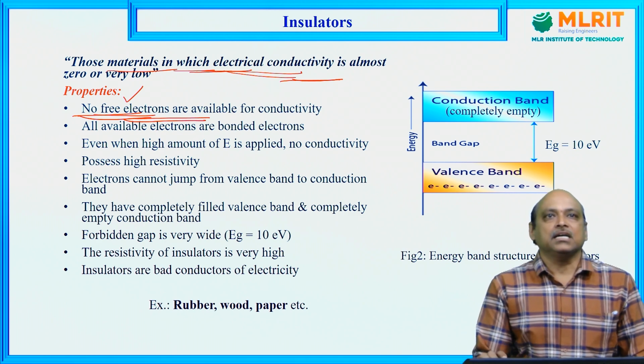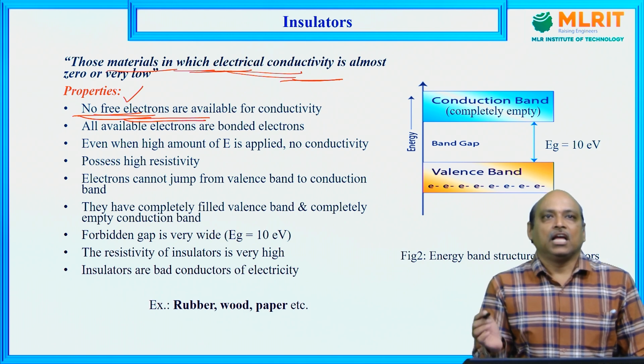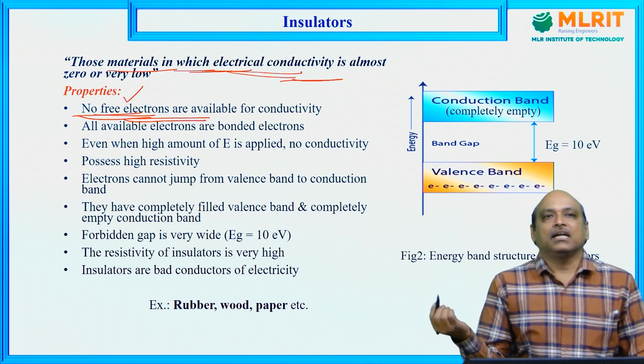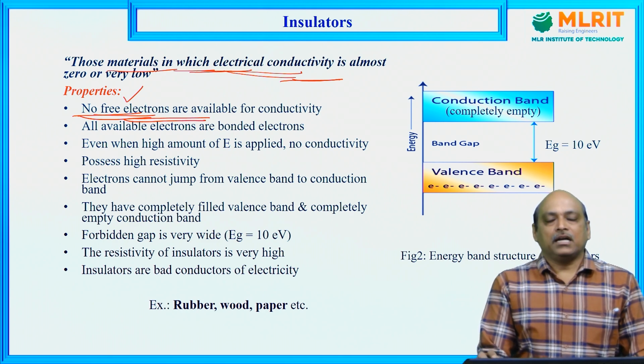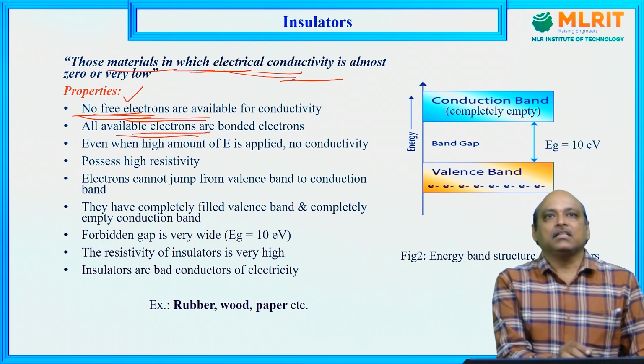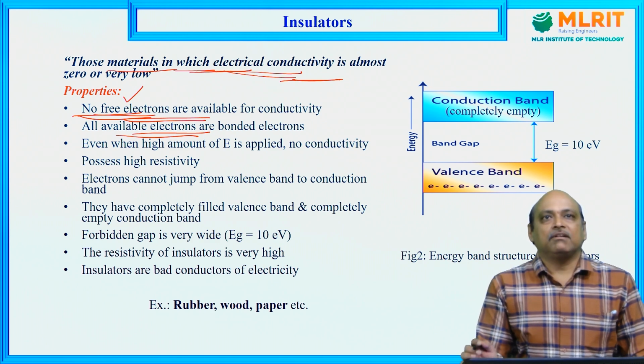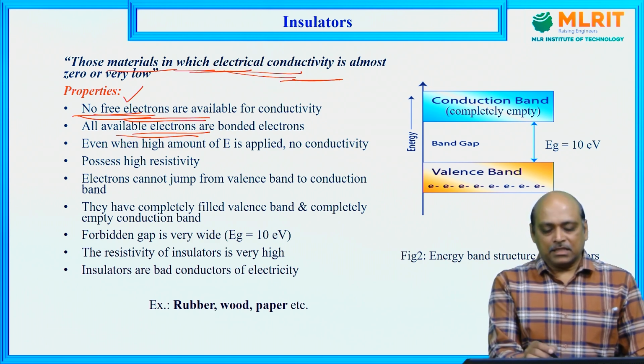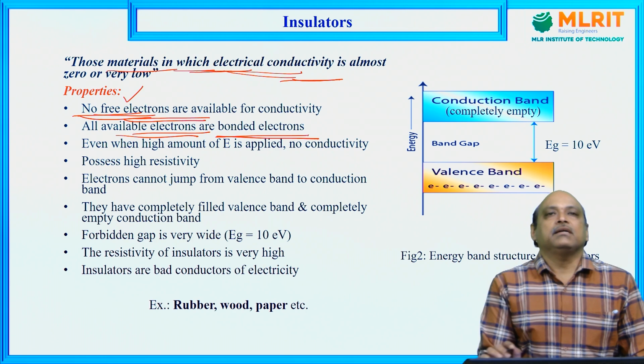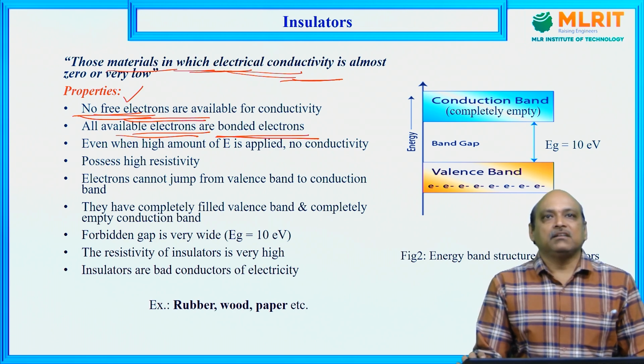But in these, no free electrons are available for electrical conductivity. If free electrons are not available, electrical conductivity will also become 0. And if free electrons are not there, then what about the electrons present in that material? Whatever electrons are there, they are all nothing but bonded electrons, revolving around the orbit. They are bonded with the nuclei itself.